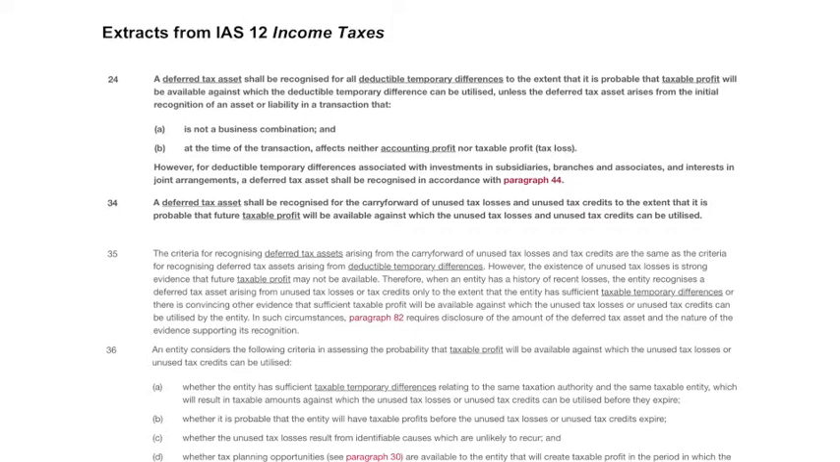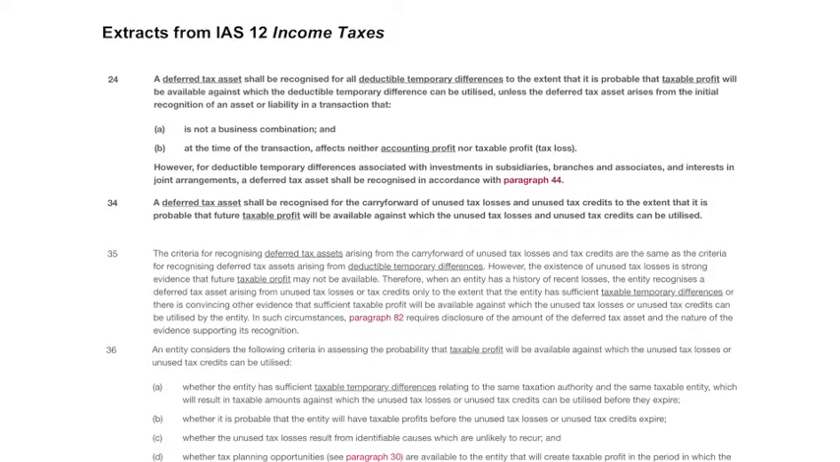And then the last criteria says when tax planning opportunities are available to the entity that will create taxable profit in a period which the unused tax losses and tax credits can be utilized. So if there are tax planning opportunities and you're able to utilize those assessed losses, then you can recognize a deferred tax asset. Okay, to the extent that it is not probable that taxable profit will be available against which the unused tax losses or unused tax credit can be utilized, you cannot recognize a deferred tax asset.